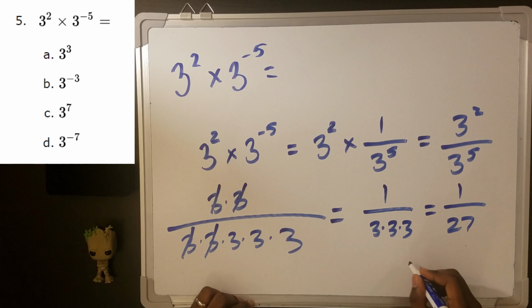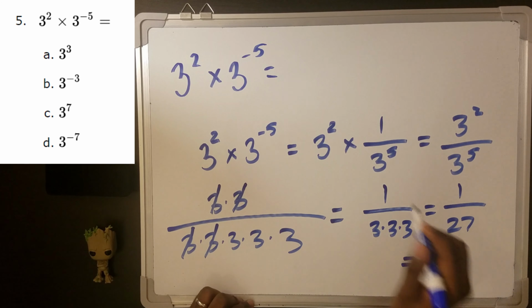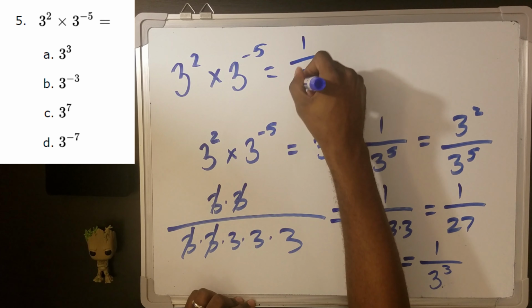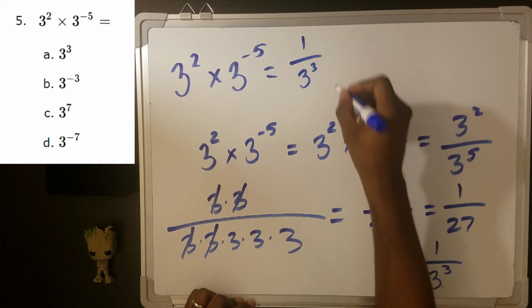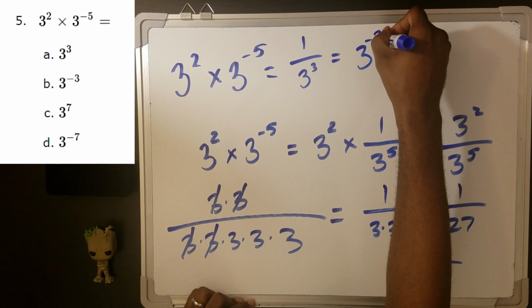Or another way of writing it, 1 over 3 cubed. So that means the answer to this question can either be 1 over 3 cubed, or if you want to use negative exponents again, 3 to the negative 3.